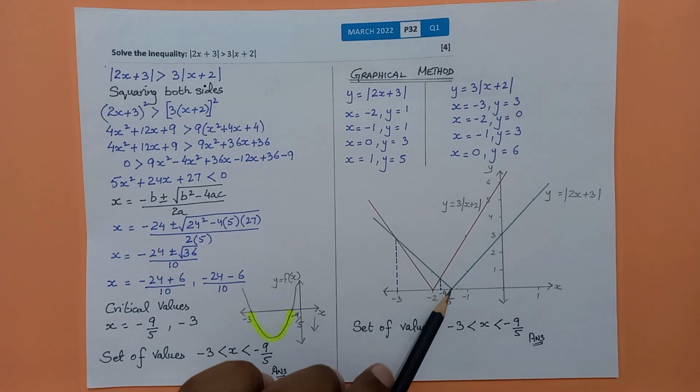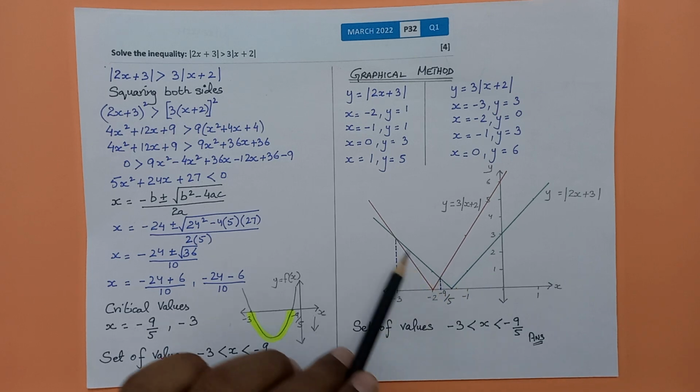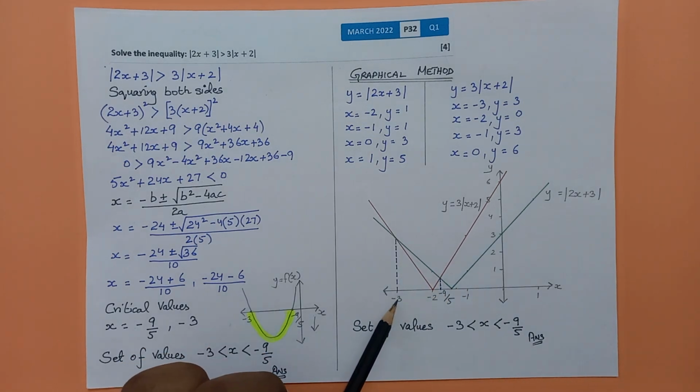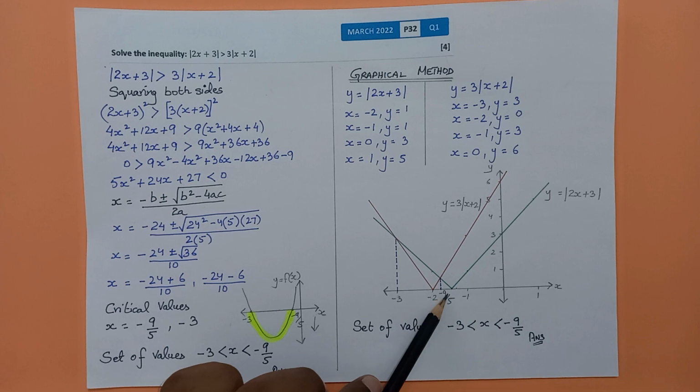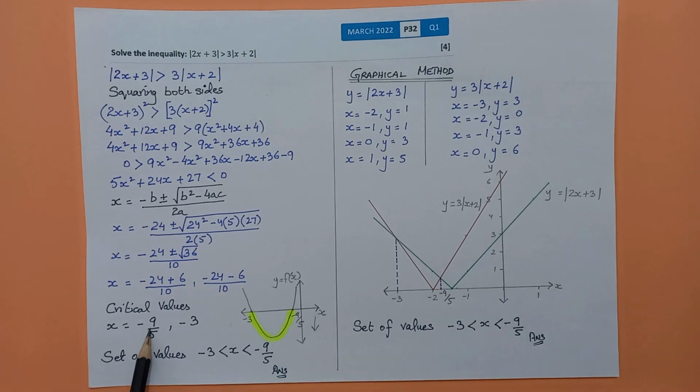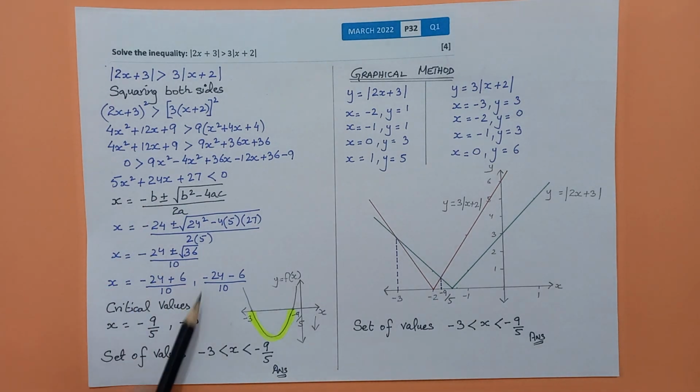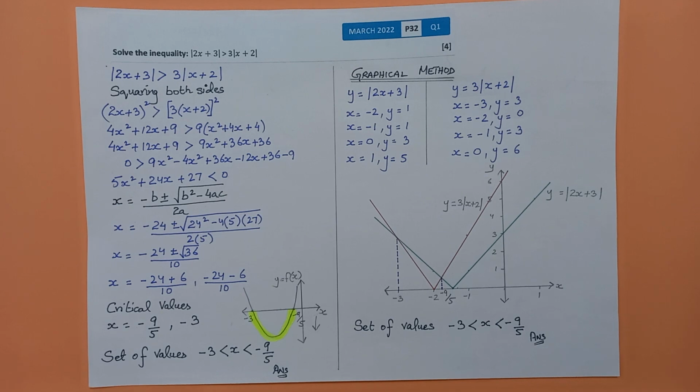Secondly, the graph is intersecting at 2 points, and the 2 points are -3 and -9/5, which we got from here when we went through the process of algebra through the quadratic equation.